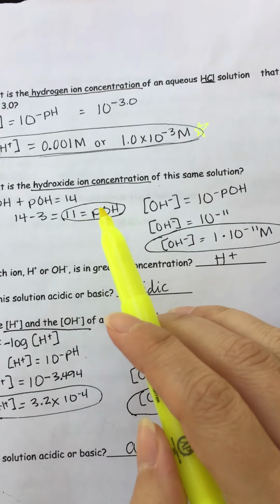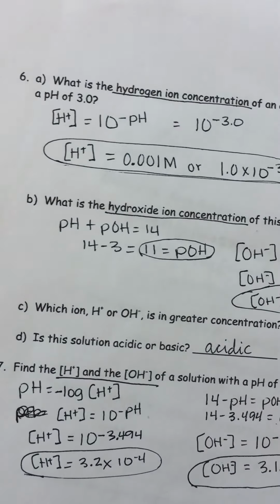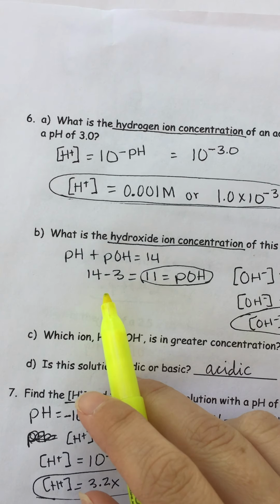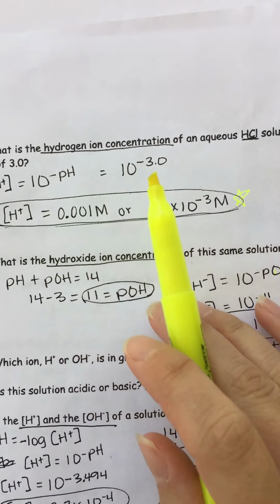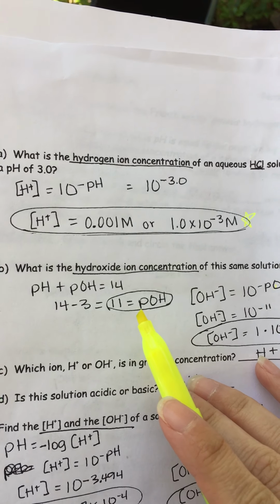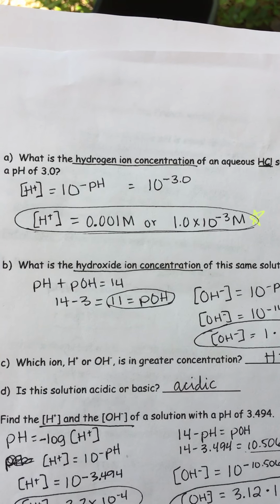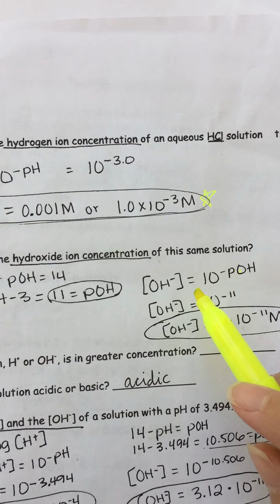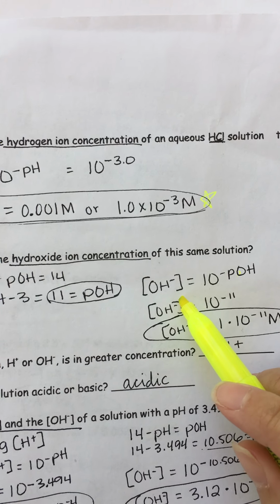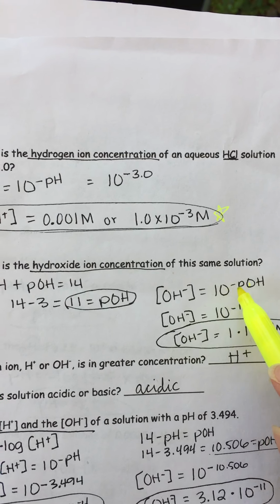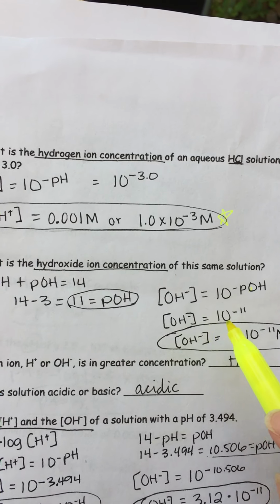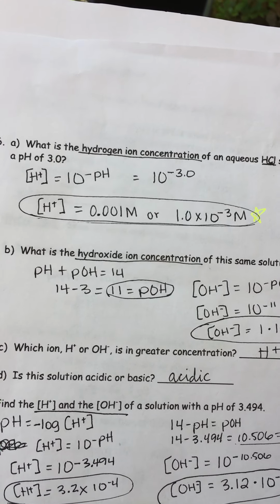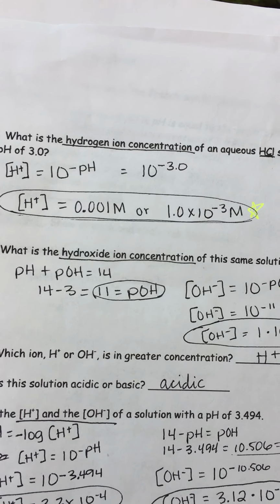For part B, what is the hydroxide ion concentration of the same solution? Well, remember that pH plus pOH equals 14, so all we have to do is take 14, subtract our pH of 3, and that tells us the pOH is 11. Now that we know the pOH, we can solve for the hydroxide concentration. Hydroxide works just like the hydrogen ion does, so 10 to the negative pOH is equal to the hydroxide concentration. So we're going to say 10 to the negative 11. We get this value.